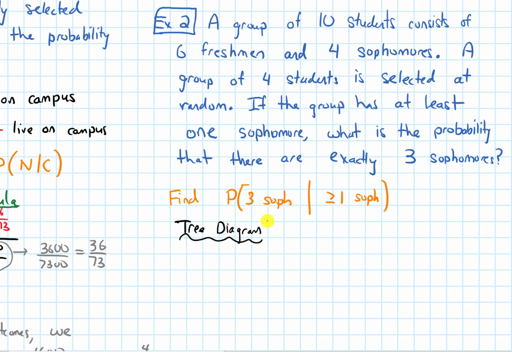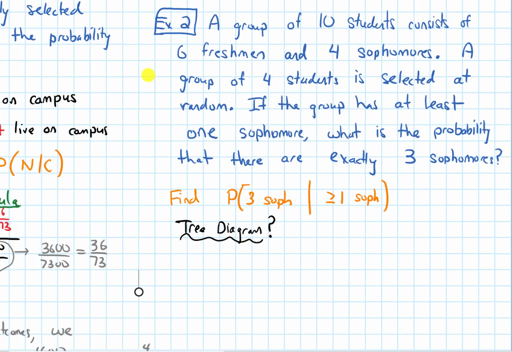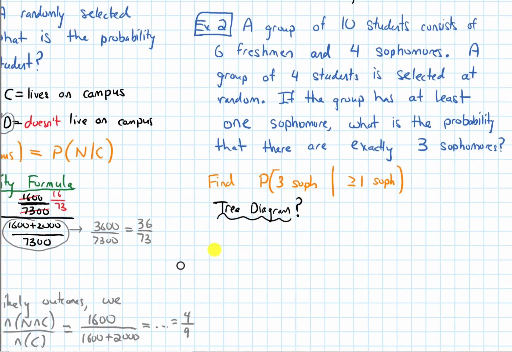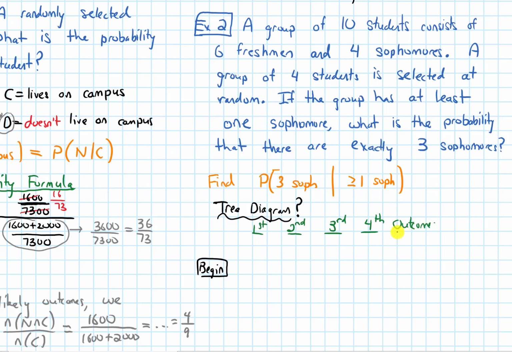With a tree diagram, and I'll put a question mark because maybe at this point we're not sure if a tree diagram is going to be the best approach to this. Okay, so let's write where we would begin the diagram. And because we're selecting a group of 4 students, we could definitely think of this in terms of stages and pick the first student, and then pick a second student, pick a third student, pick a 4th one, and then we'd form the outcomes and then write down the probability of each outcome.